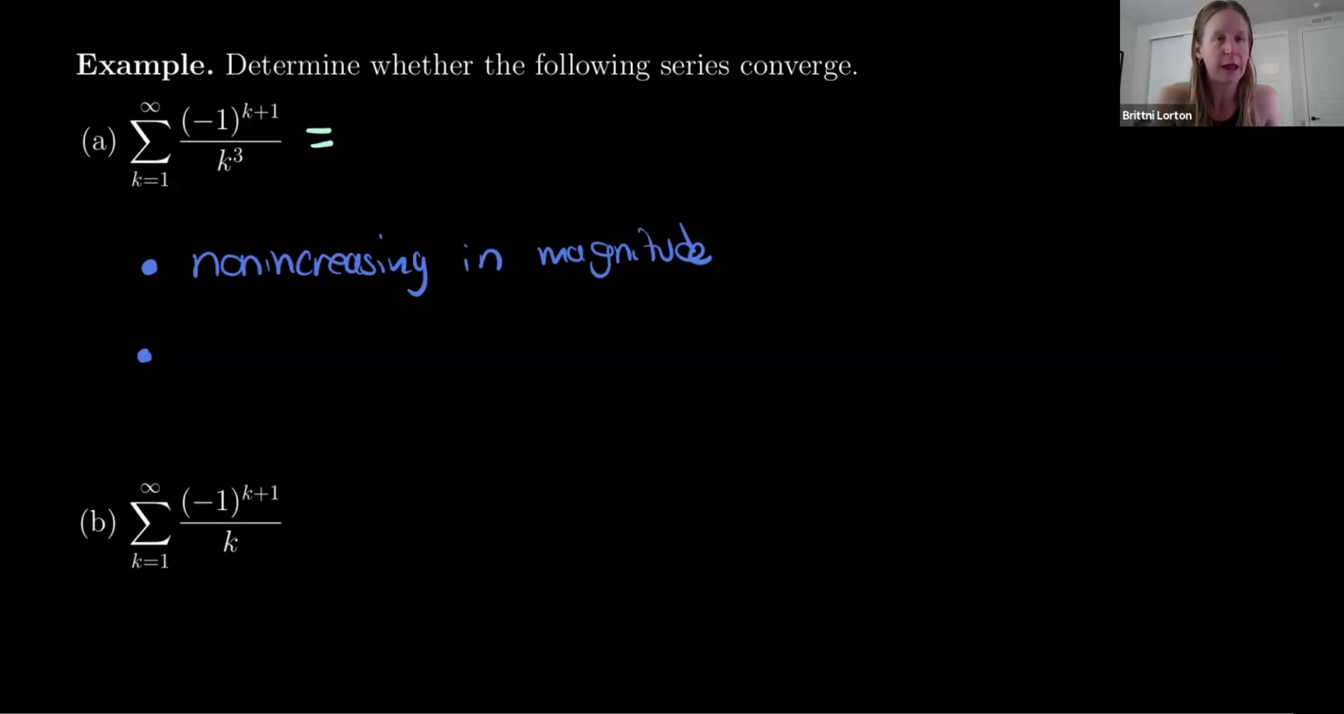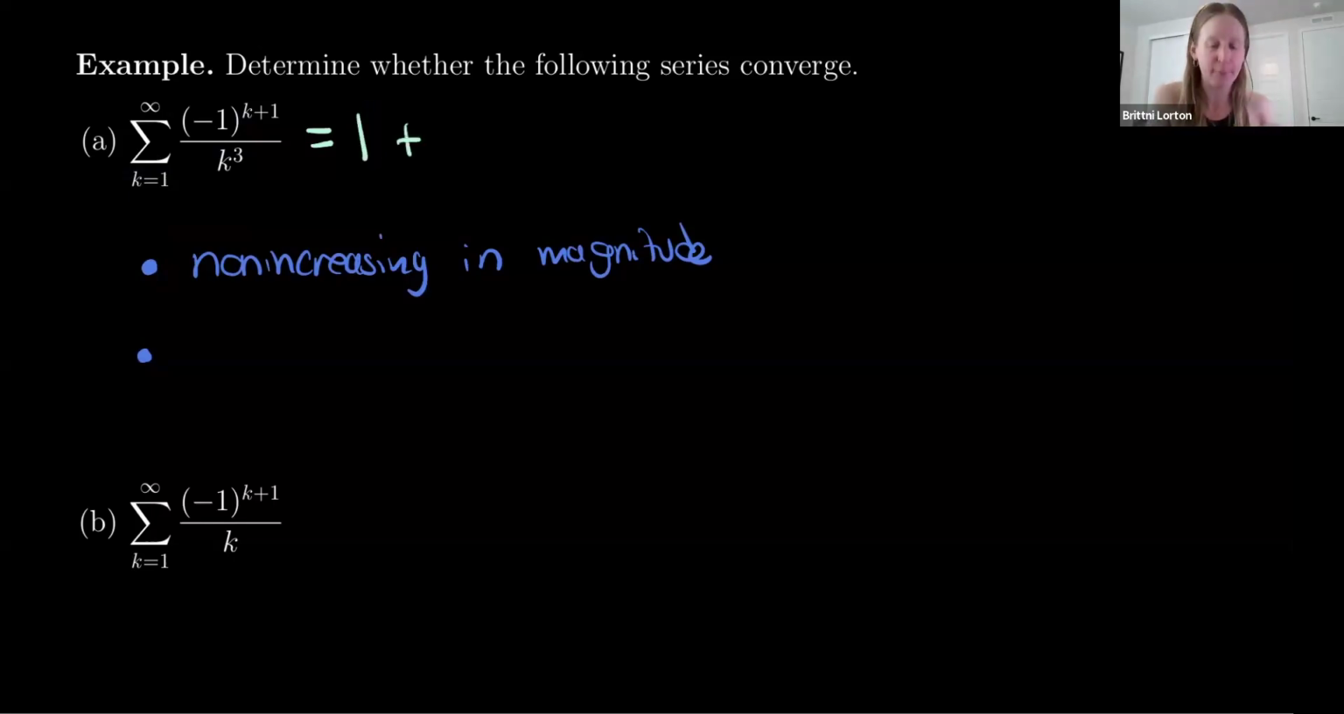So this is the sum from k equals 1 to infinity. So I'm going to start off by just plugging in 1 and just see what happens. So if I plugged in 1, 1 plus 1 is 2, which of course -1 squared is +1. So I ended up with 1 over 1, which is 1.